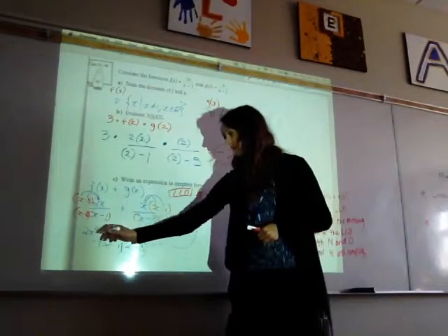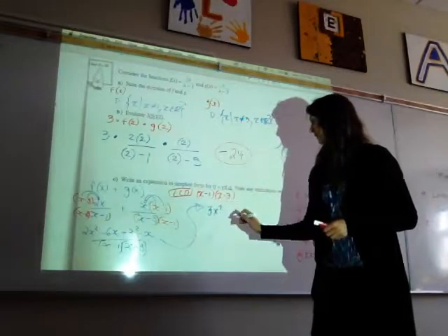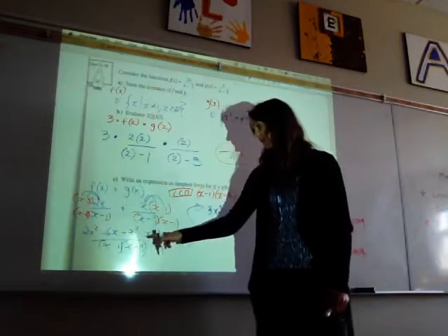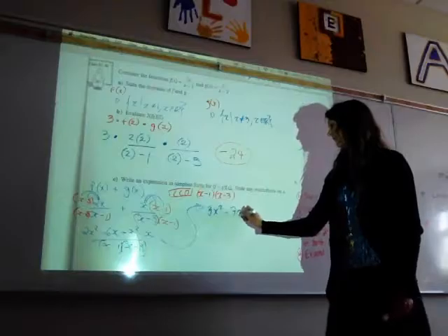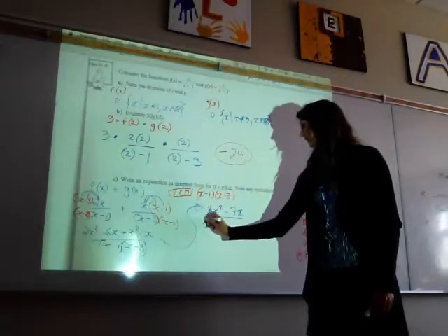Okay, so 2x squared plus x squared, we get 3x squared. And then negative 6x minus another x is negative 7x. All over our LCD, x minus 1 times x minus 3.